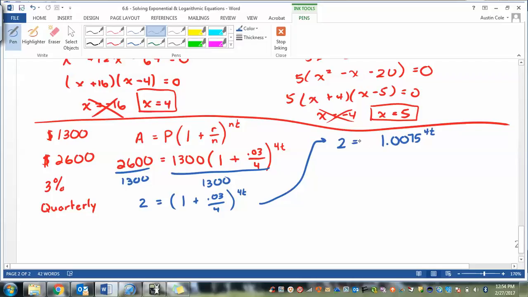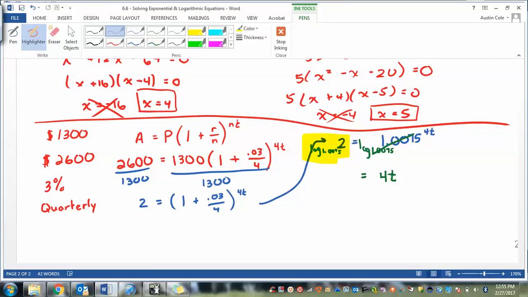So to get rid of this, I need to log base 1.0075 of both sides. Those are going to cancel, and on the right I'm going to be left with 4t. Now, how do I evaluate this? Log base 1.0075 of 2. Yeah, change of base formula.